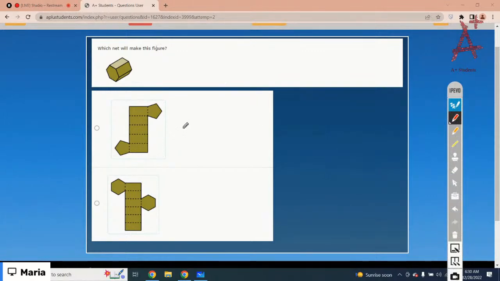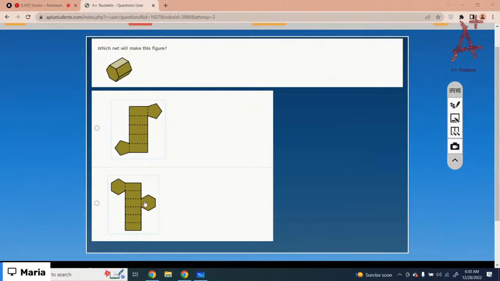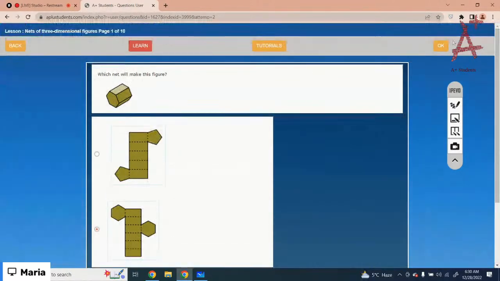You can match this shape and this one, but the first option isn't the correct one. The second option is the correct one. Got it? Because it has the pentagon at this side and this is the pentagon. So the second option is the correct option. Select the correct option and click on the OK button.